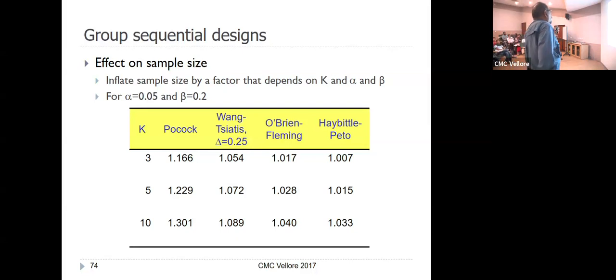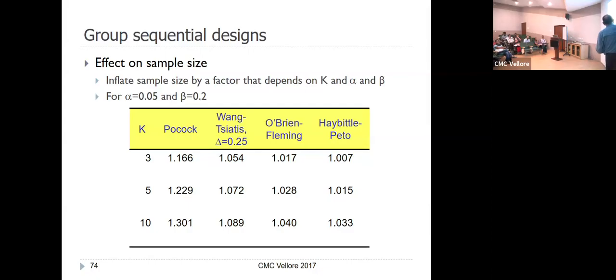Now, when you're doing multiple testing, there's also an effect on the sample size. It's small on the O'Brien-Fleming. Even if you do 10 looks, you only have to inflate your sample size by 4%. Nobody does Pocock because you'd have to inflate it 30%. Or this Haybittle-Peto is also small, only 3%.